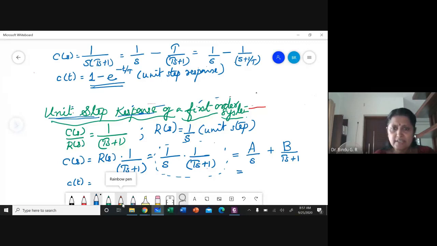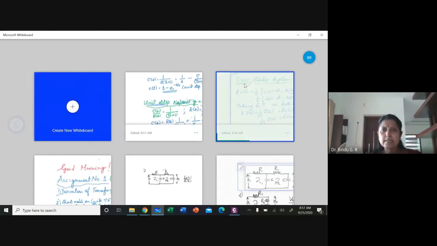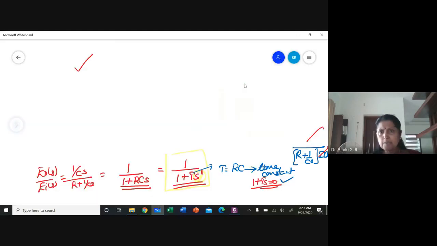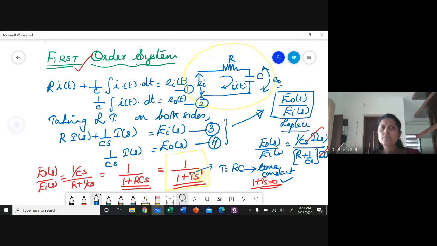And if all of you have written that down, just look into your notebooks and listen to what I am telling you. Now, we started the class with the derivation of the transfer function of a first order system. How did we derive that? We started the class by drawing an RC network. In the RC network, we wrote the equations in the time domain and then took the Laplace transform on both sides, and we found E naught(s) by Ei(s), and rearranging the terms, I got it as 1 by 1 plus RCS. RC was taken as T, the time constant.